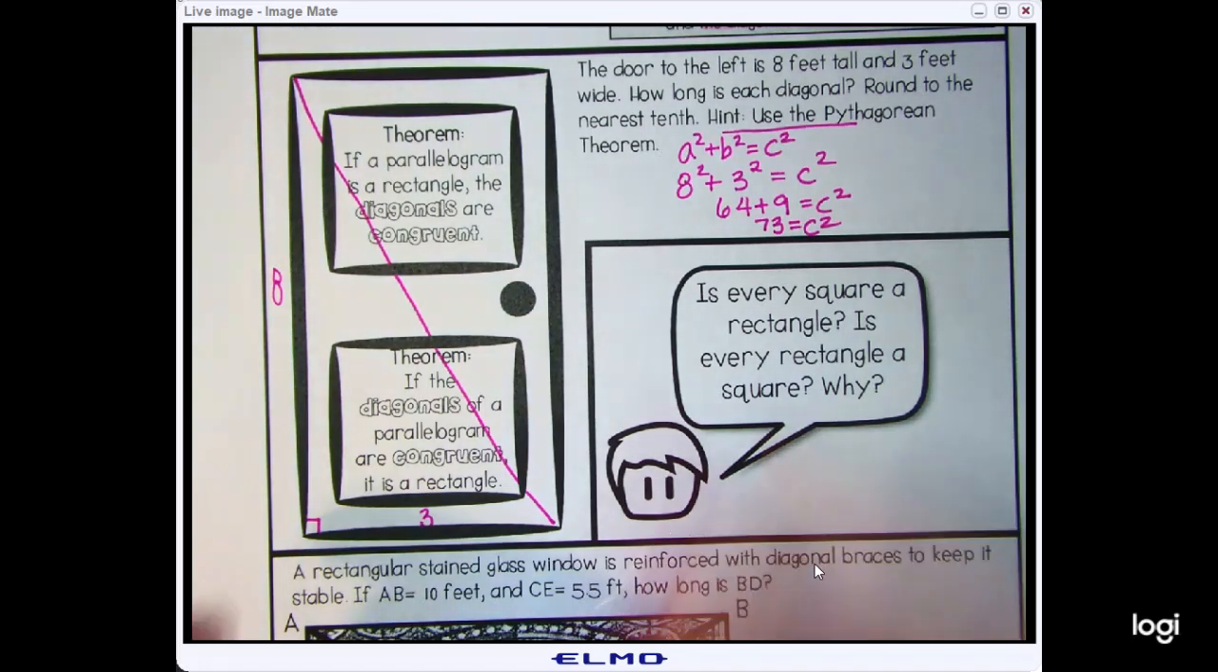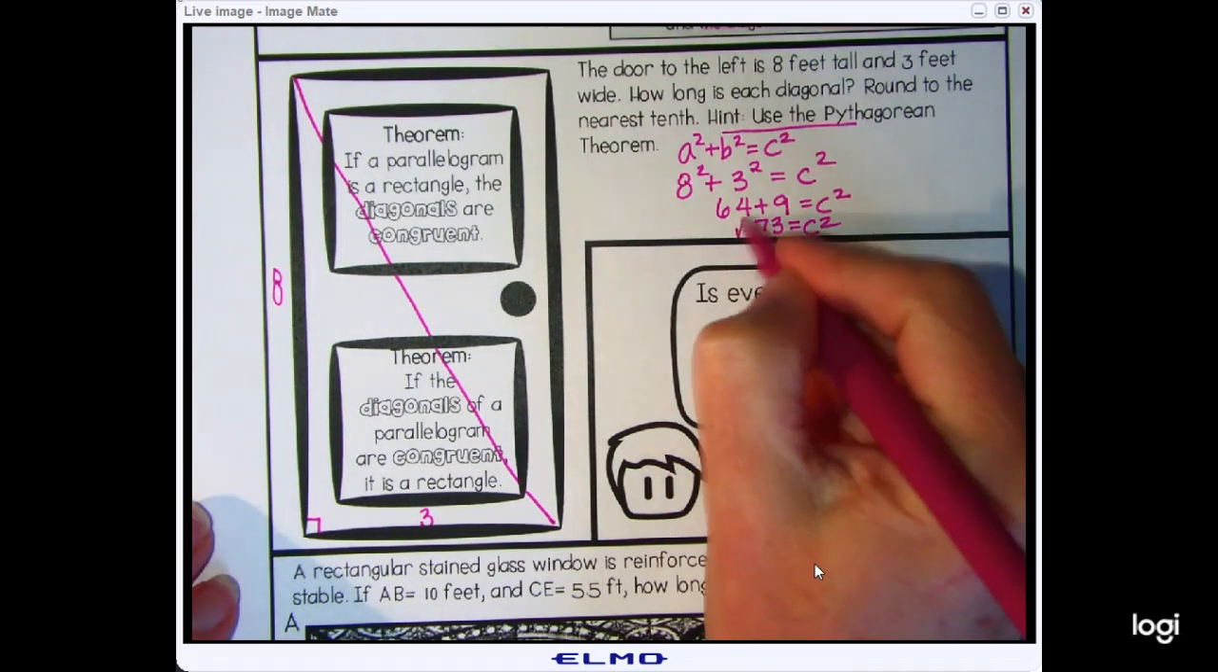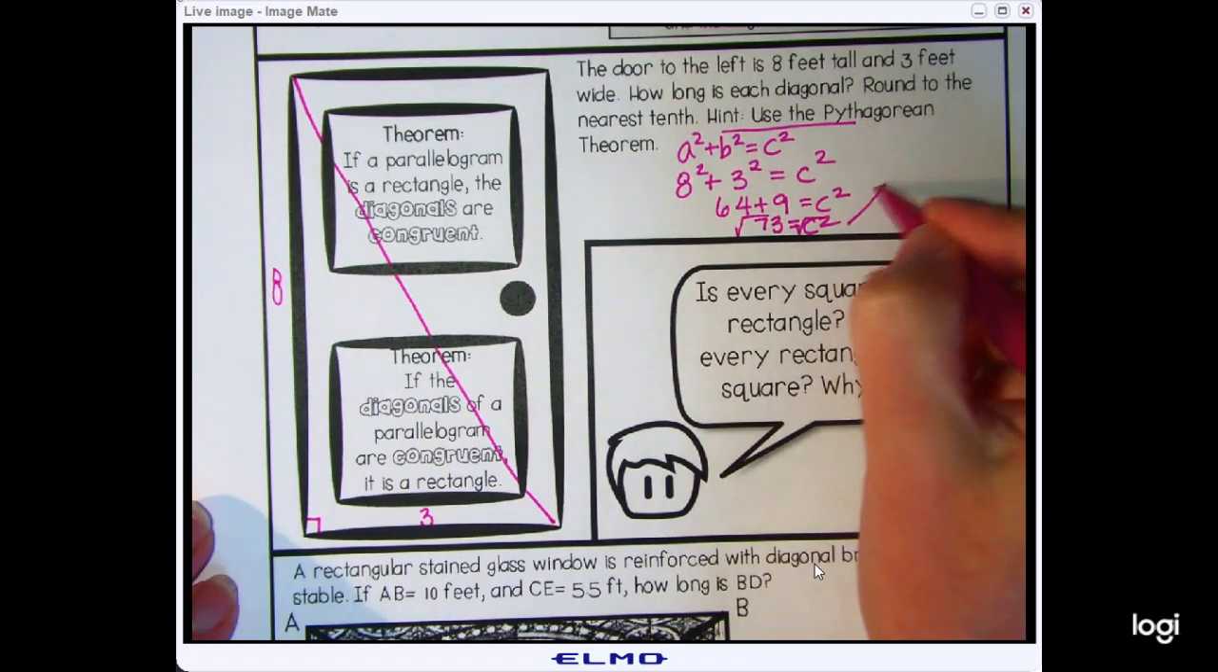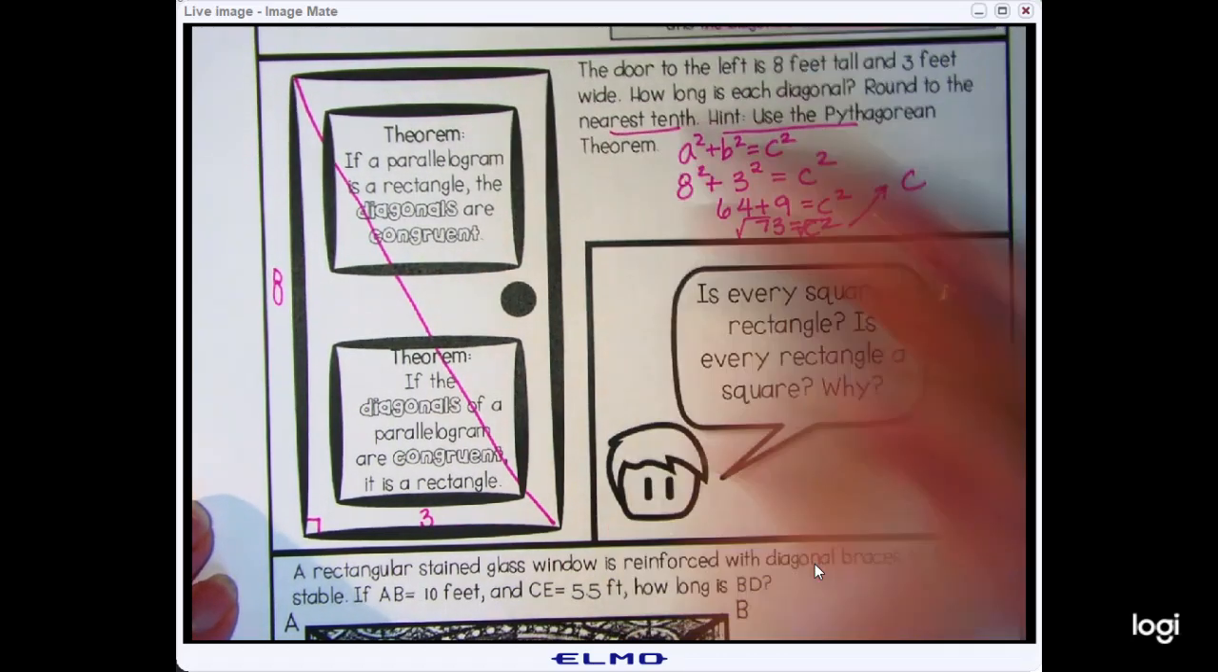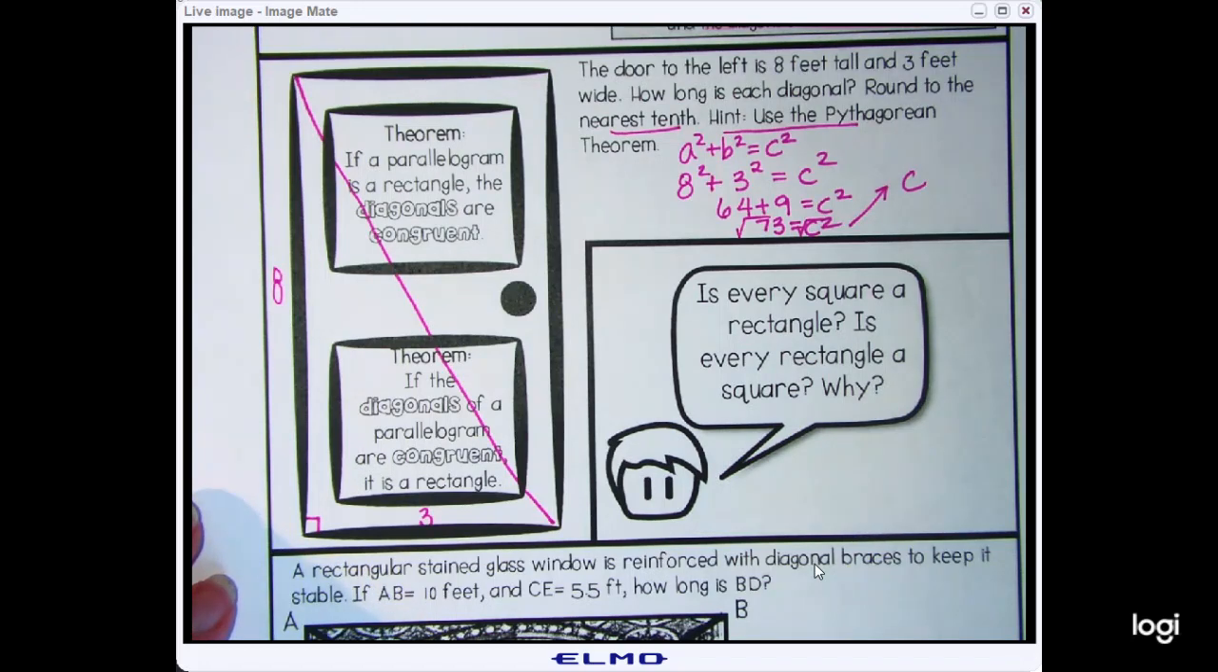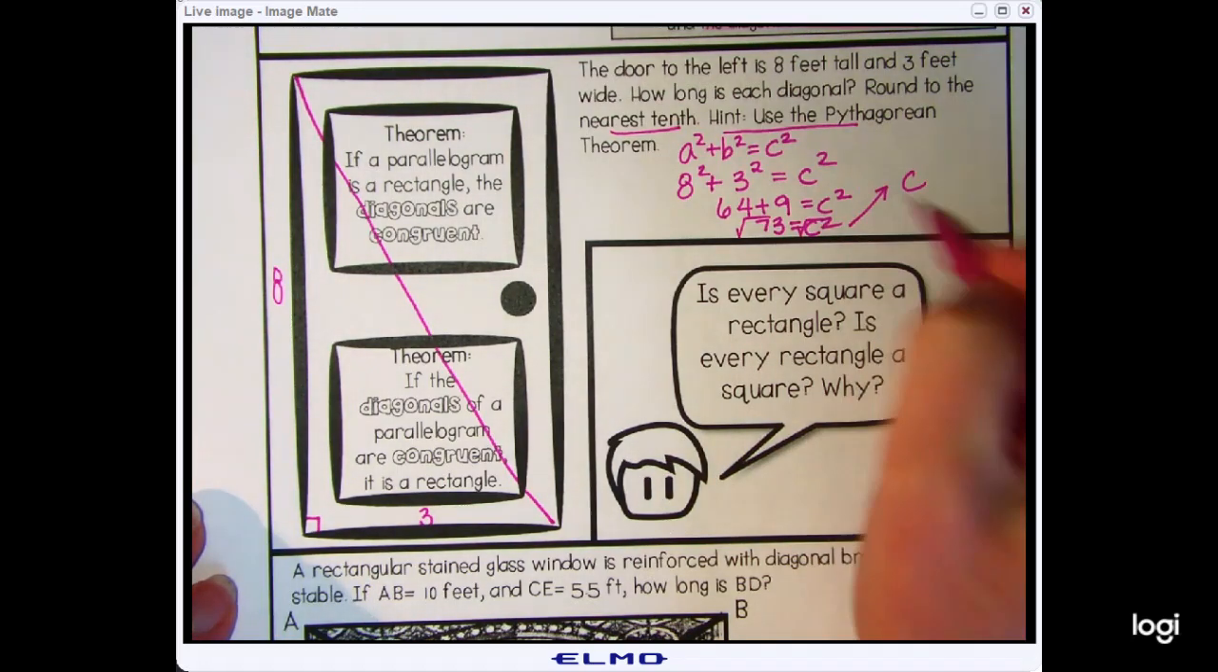And then take the square root of both sides. And it says round to the nearest tenth. Square root of 73 gives me about 8.5 feet.